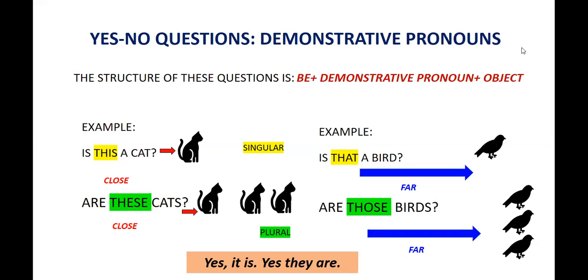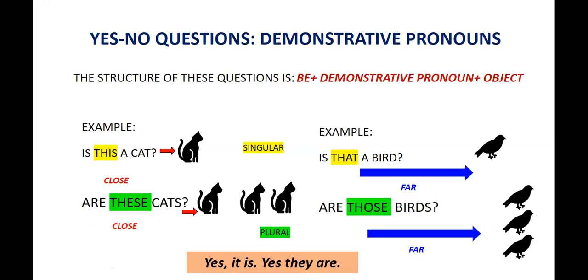Okay, for the yes-no questions using demonstrative pronouns, you need to know that the structure of these questions is be plus the demonstrative pronoun plus the object. For example, here, is this a cat? Remember that we use this for singular, close objects or things, and we use these for plurals. Are these cats? In this case, we are talking about plural close objects.